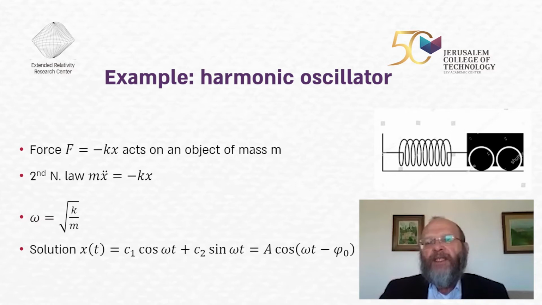For the characteristic equation, the general solution is c times cosine omega t, or sine omega t, which, using some trigonometry, you can write as an amplitude times cosine of omega t minus phi naught. That's the solution for a harmonic oscillator.